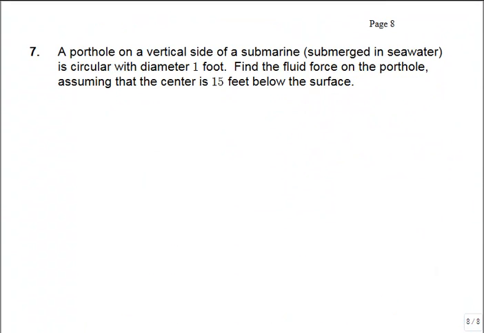Alright, the last example is pretty similar to the one we just did, but we have a little bit of a change here. This time we have a porthole on a vertical side of a submarine submerged in seawater, is circular with diameter 1 foot. Find the fluid force on the porthole, assuming that the center is 15 feet below the surface.